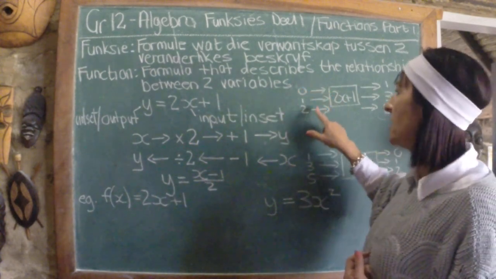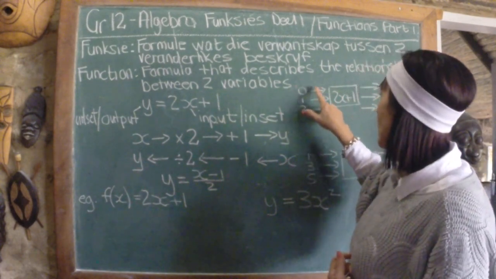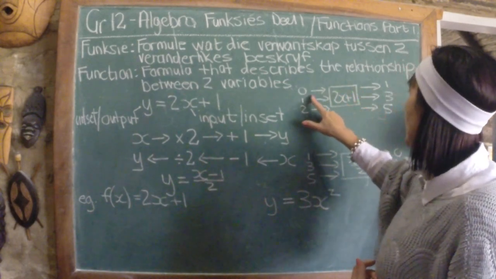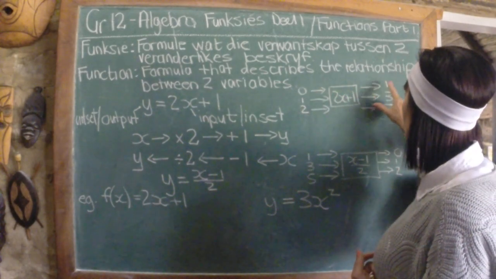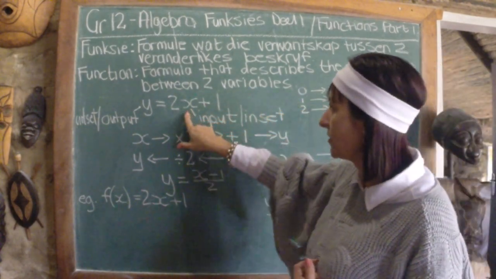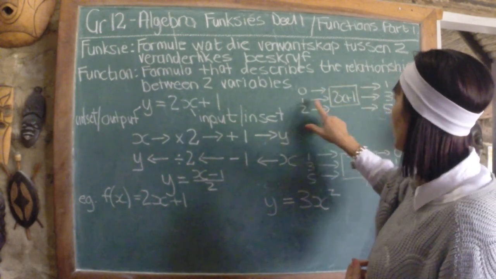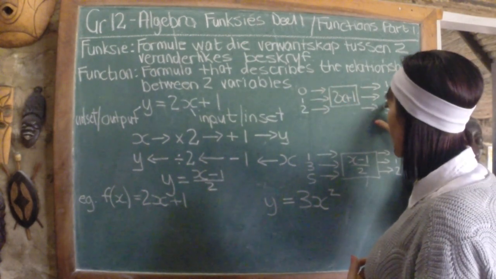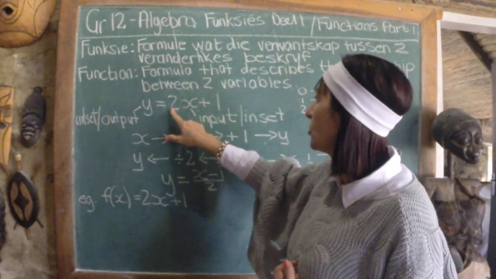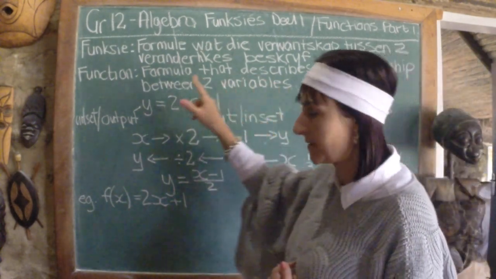So as ons 3 insetwaardes kies, ek kan enige insetwaardes kies, daarom is hy onafhanklik, en ek sit dit deur my funksie, my vloeidiagram. Then it will give me the y values 1, 3, and 5. If I substitute 0 into this thing, the answer will be 1. If I substitute 1, the answer will be 3. Wanneer ek 2 in die plek van x insit, is dit 2 maal 2 plus 1, en dit gee vir my 5. So dit is my funksie.